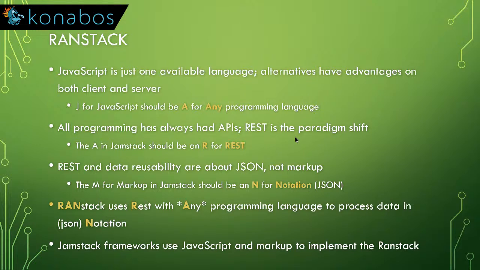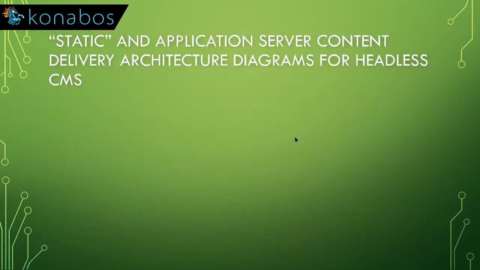I just think it's a better description of the architecture and the technologies than JavaScript, and trying to suggest that everybody should be doing everything with JavaScript on client and server. So Jamstack frameworks use JavaScript and markup to implement the RAN stack, but you could use anything. You don't have to use JavaScript at all. In fact, I wouldn't. There are certain things that you can only do with JavaScript, and others that you can do better with other technologies.